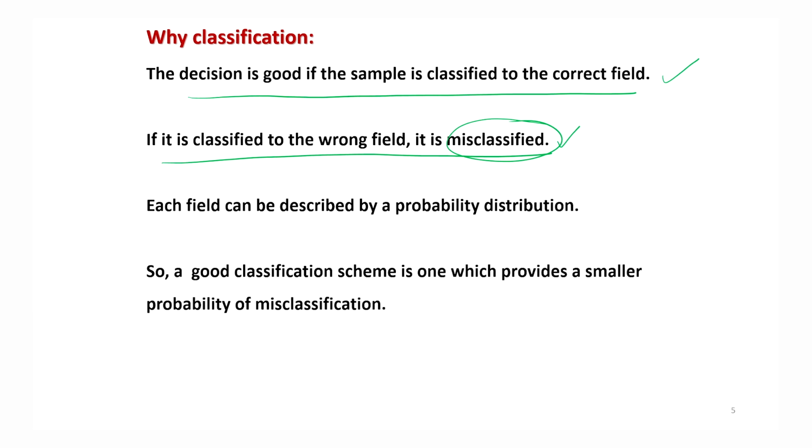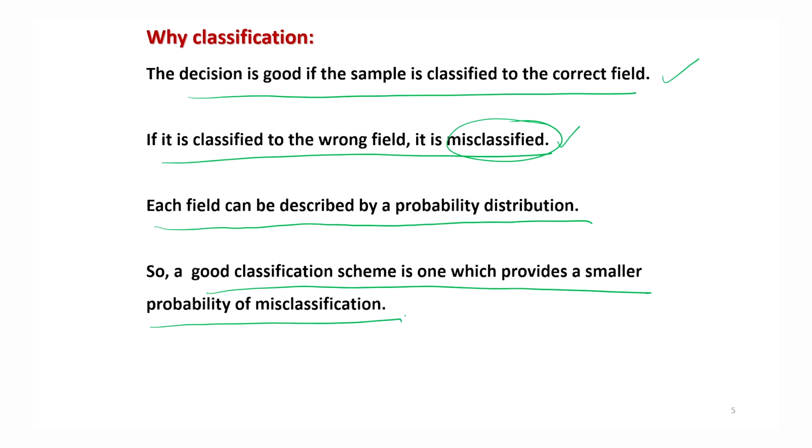So now, how to identify and how to characterize these fields or these different types of population? Each of these fields or each of these categories can be described by a probability distribution. That is the simplest thing to do for a statistician, to try to characterize the properties through a probability distribution. Right. Now, from this probability distribution, we can calculate the probabilities of classification and misclassification. So, a good classification scheme is one which provides a smaller probability of misclassification.